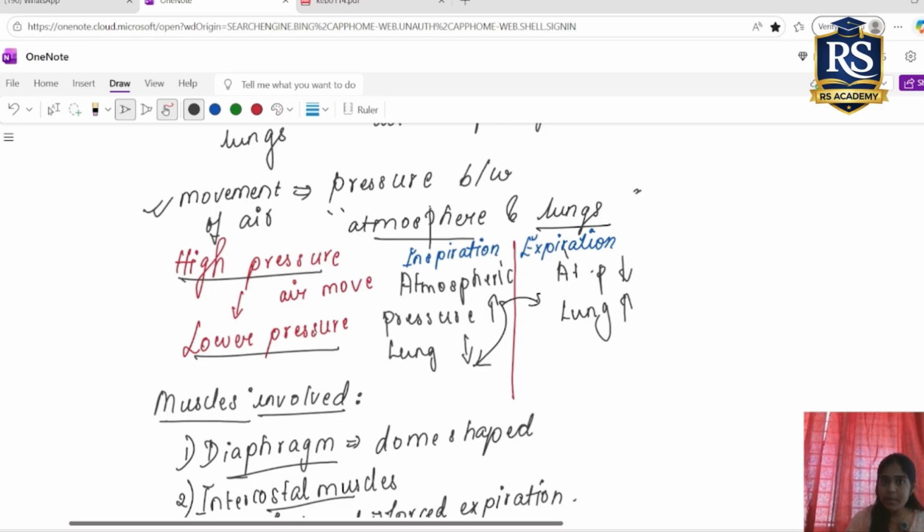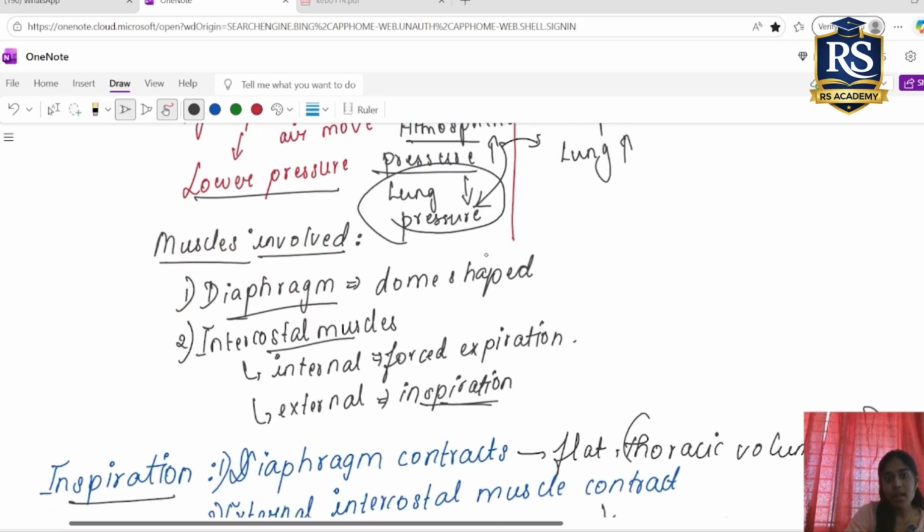So, during inspiration, the atmospheric pressure will be higher than the intrapulmonary pressure. Intrapulmonary pressure is nothing but our lung pressure. Okay, the lung pressure should be lower than the atmospheric pressure, and in expiration it is vice versa. So the atmospheric pressure should be lower than the intrapulmonary pressure, and that is how the expiration process takes place.